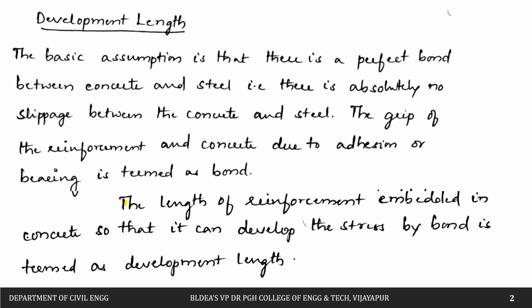The next is the length of reinforcement embedded in concrete so that it can develop the stress by bond, which is termed as development length. That means we have a certain length of reinforcement which is embedded in concrete, so it is going to develop the stresses. That length which is embedded in the concrete is called the development length.